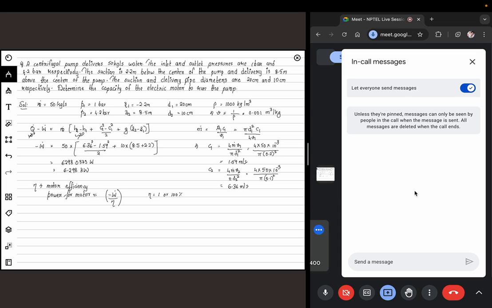Are there any queries? Yeah. There are no queries, then we move on to the next problem.